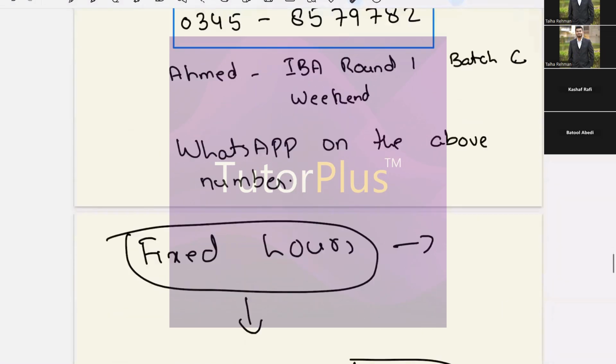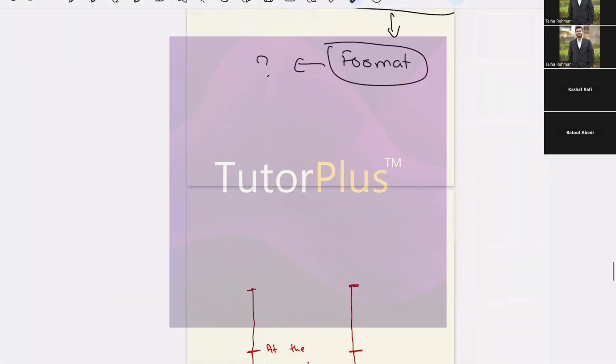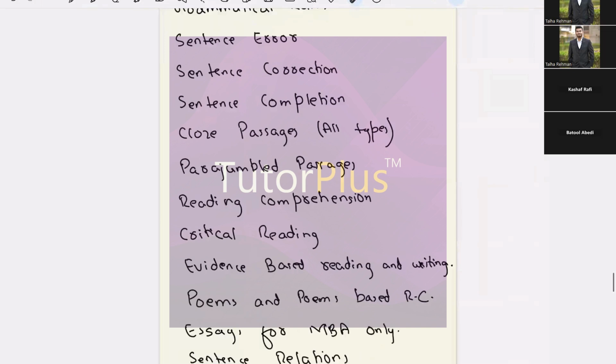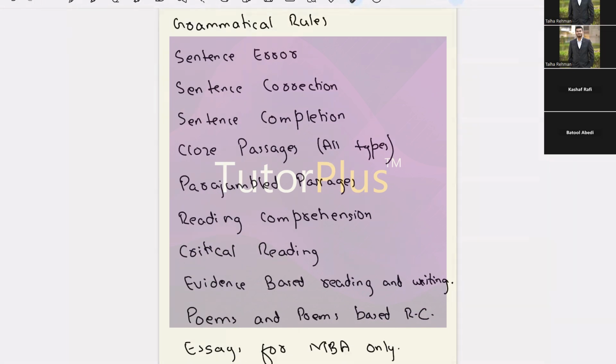Also, Peter, this is going to be the syllabus for English, and that goes for both LCAT and IBA. So in case you would like to copy it, you can pretty much copy it. We'll start off with the grammatical rules, sentence error, and there's another topic called sentence correction, sentence completion, closed passages, parajumble passages. Then we have reading comprehension, we've got critical reading, and we do a lot of grammar as well that is tested on the LCAT.